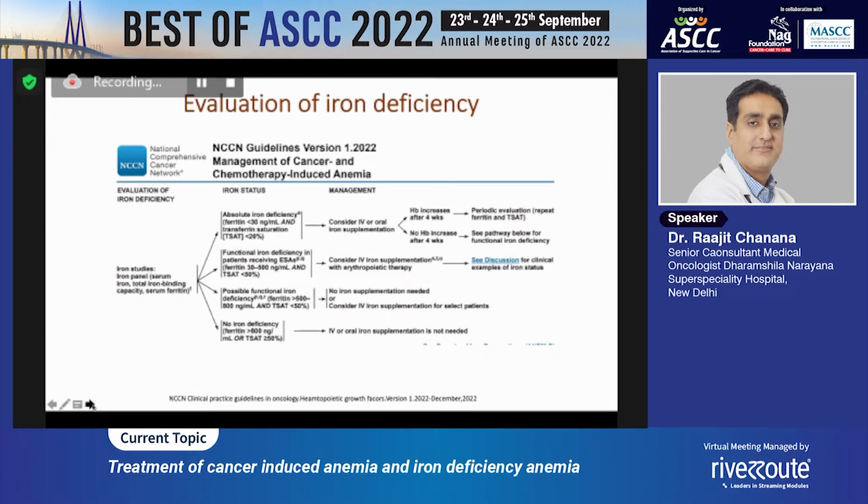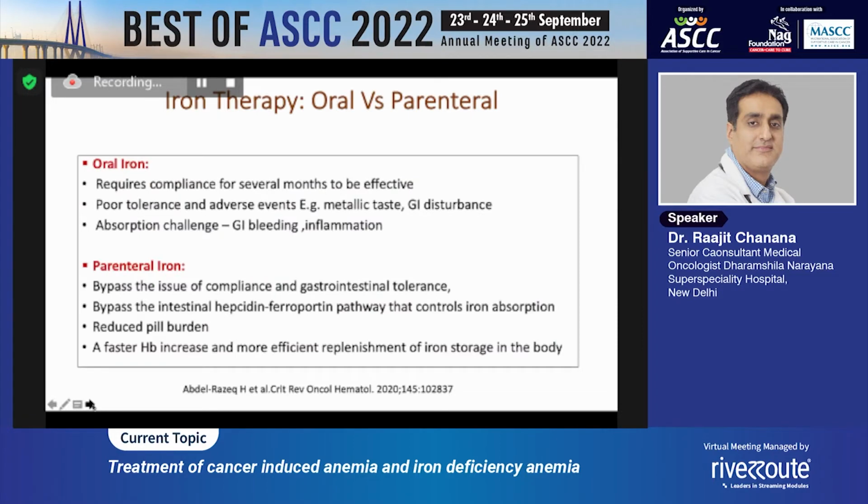Third is possible functional iron deficiency, where the ferritin is high, more than 500 to 800 nanogram per ml, but the transferrin saturation is less than 50%. So usually no iron supplement is needed. You can give a trial of IV iron, and if the HB does not improve, then ESA can be given. Fourth, when there is no iron deficiency, that is with a high ferritin of more than 800 nanogram and transferrin saturation of more than 50, there is no need or no benefit of IV or oral iron.